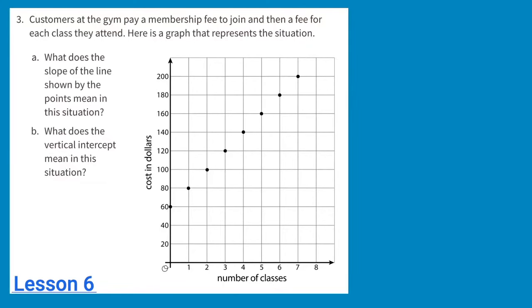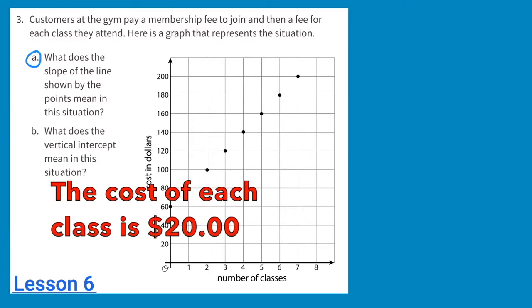Number 3, customers at the gym pay a membership fee to join and then a fee for each class they attend. Here is a graph that represents the situation. A. What does the slope of the line shown by the points mean in this situation? The horizontal axis is the number of classes, and the vertical axis is the cost in dollars. The slope of this line means that the cost for each class is $20.